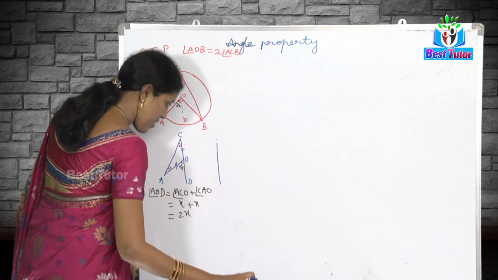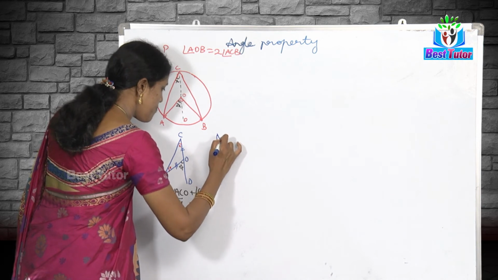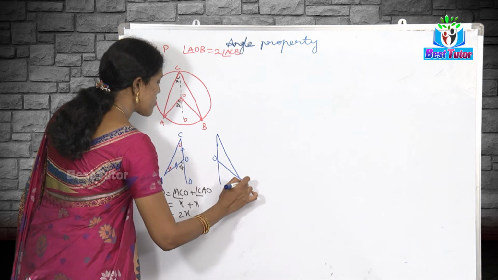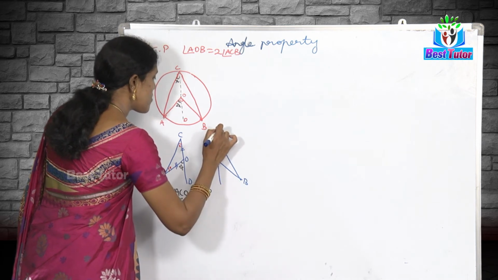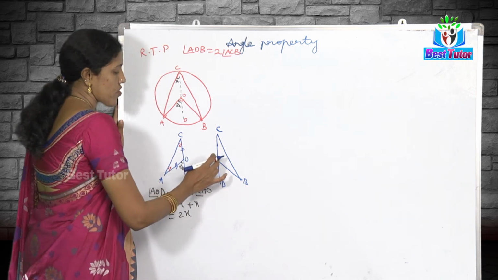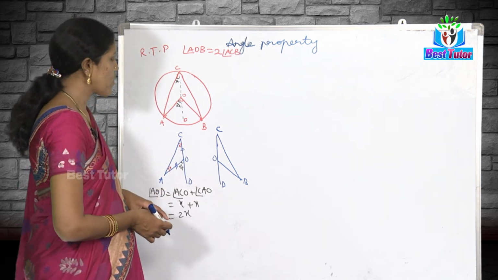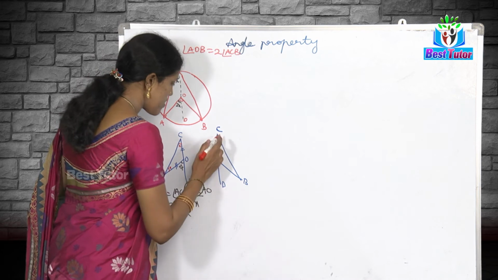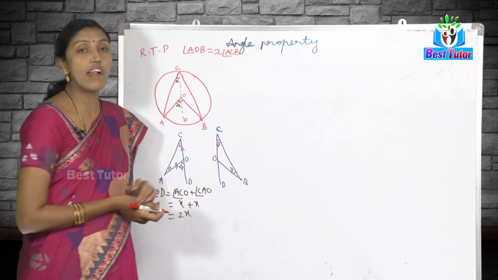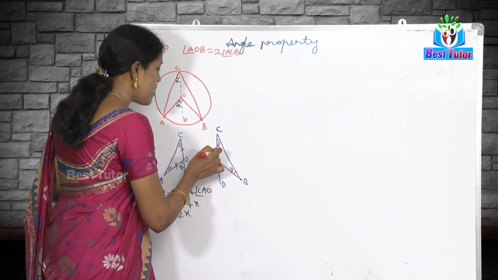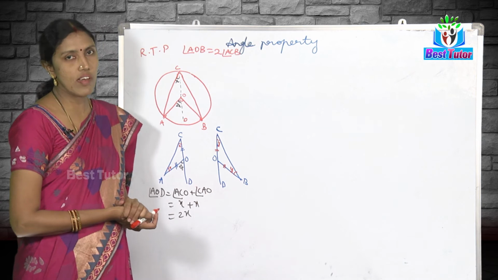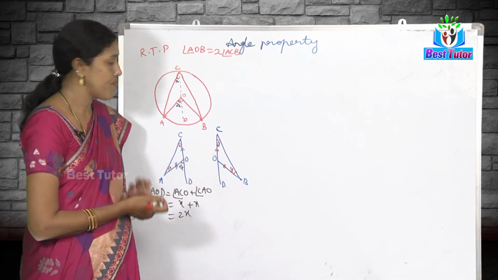We are going to apply the same concept over there, right? This is O, this is B, this is C, and this is D. OC is equal to OB because they are radii of the circle. So let me assume that this angle is y, then this angle also is going to be y, because angles opposite to equal sides are equal. These two are equal because they are radii of the circle.